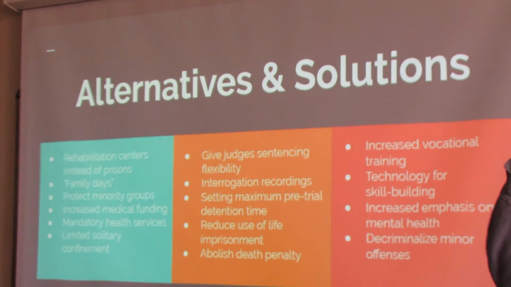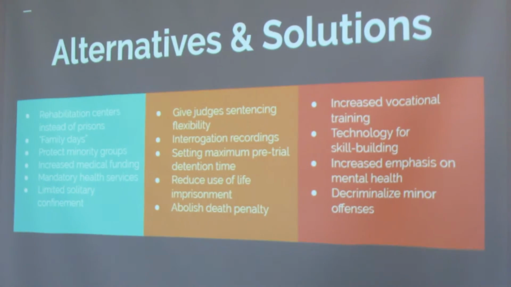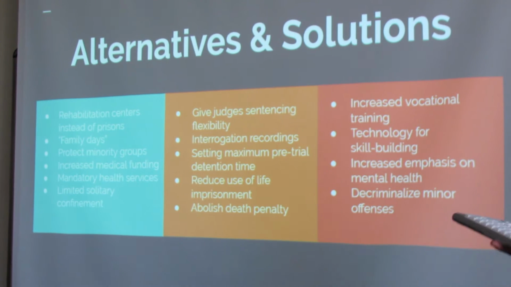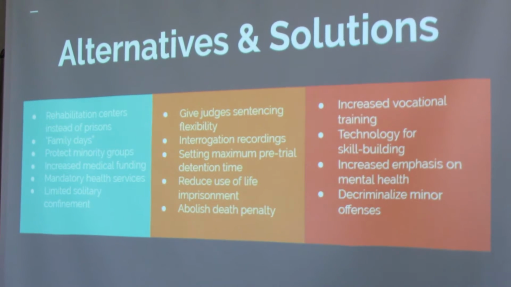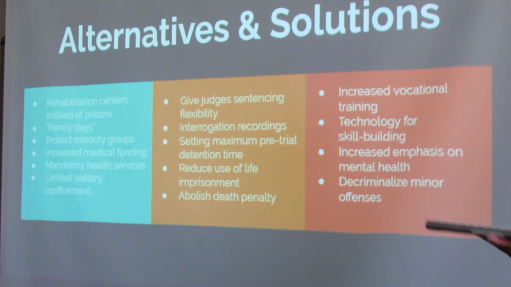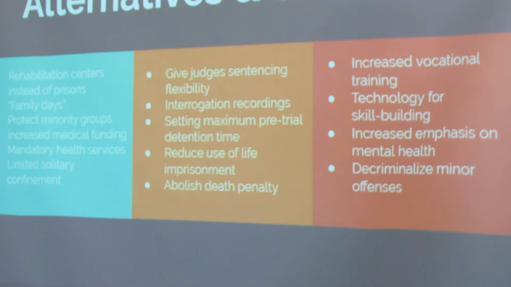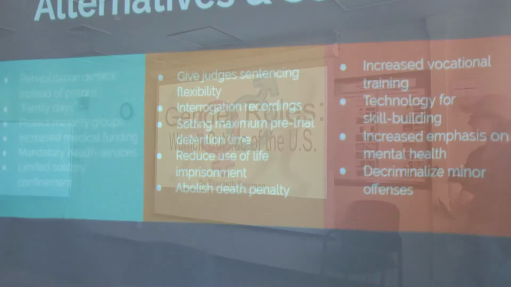And finally, in terms of what we can do to solve this problem, there are a lot of alternatives and solutions that have been implemented, that are in progress, and that can be implemented, among which include rehabilitation centers instead of prisons, especially for those that commit minor offenses, decriminalizing minor offenses, especially those related to drug abuse, and implementing rules to protect the minority groups that I discussed earlier.